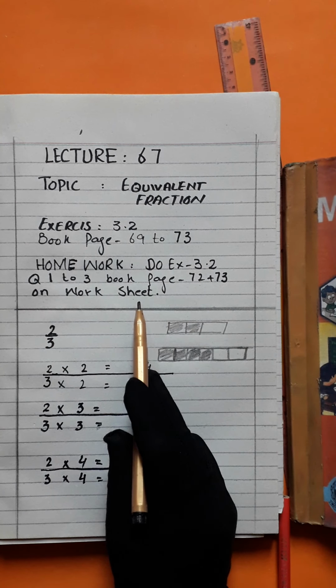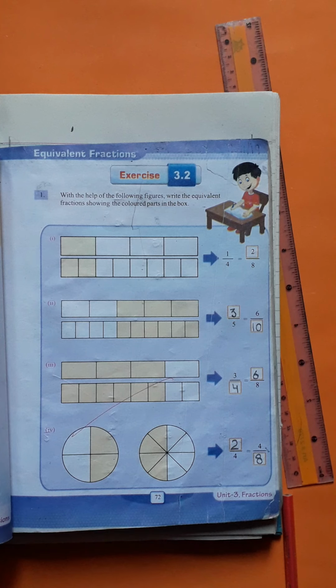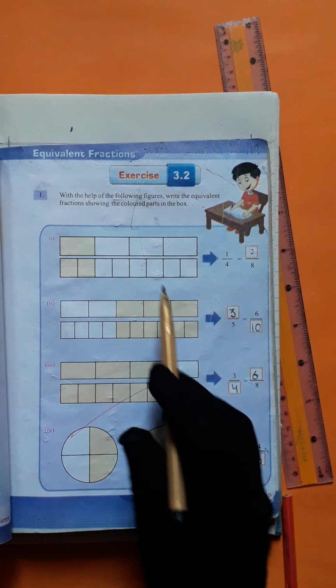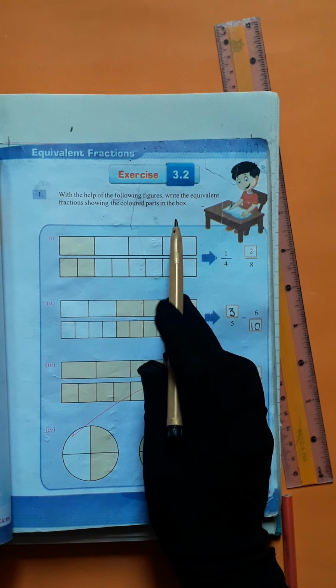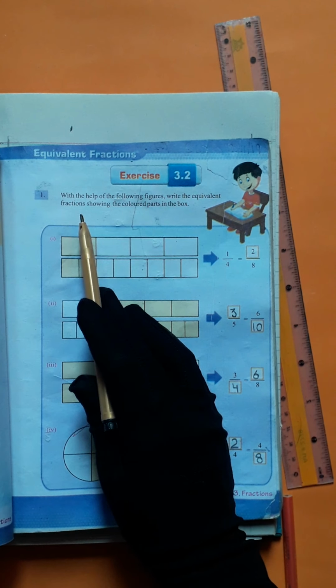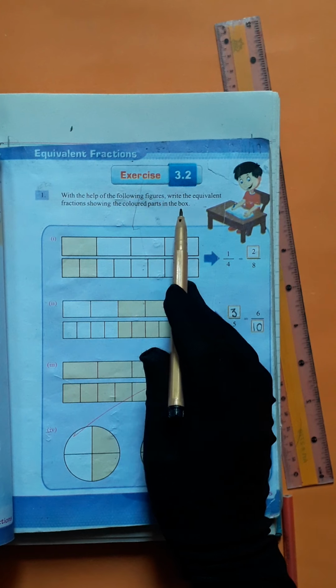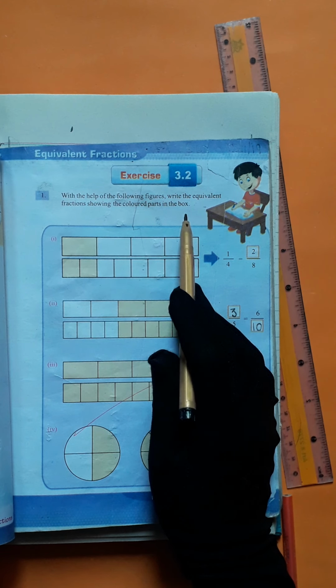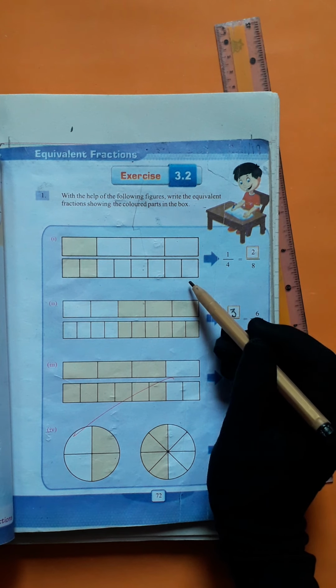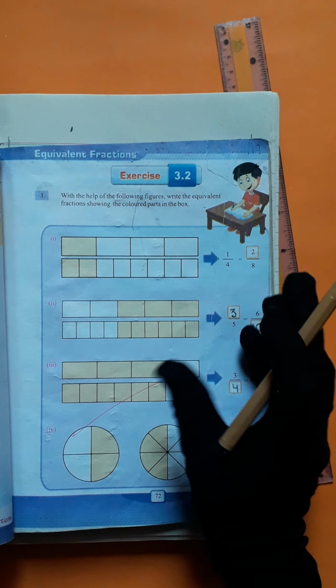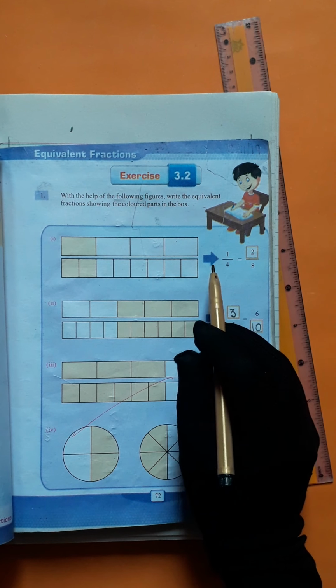This is your homework. Move toward your homework. Students, look at your homework. This is exercise 3.2. Write, with the help of the following figures, the equivalent fractions showing the colored parts in each box. Here fractions are given. You just write out the colored part or the total part. Whichever numbers are missing here, you just write them here.